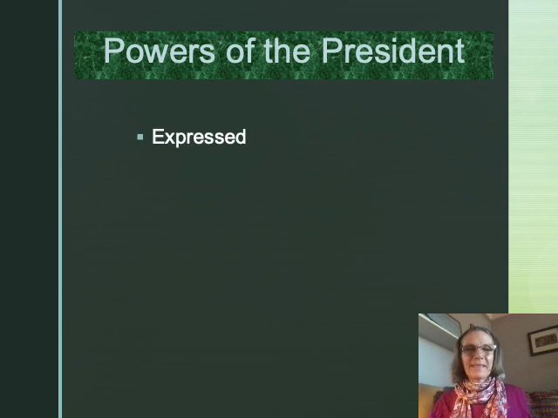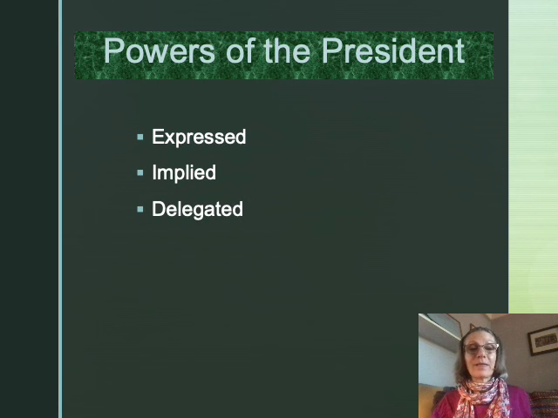Okay, that brings us to the four powers of the president that we talked about when I was doing the lecture overview. In the next two slides, we're going to talk about the difference between expressed powers, implied powers, delegated powers, and inherent powers. So let's get to that.